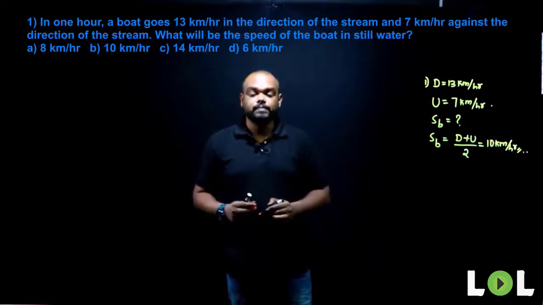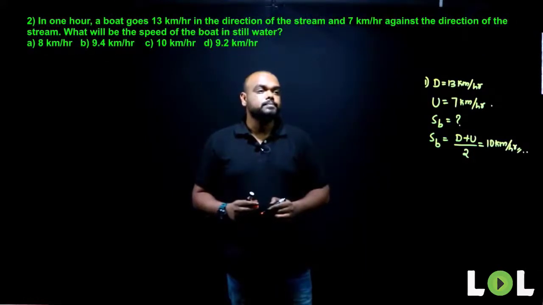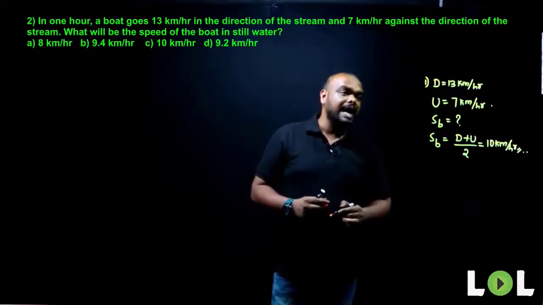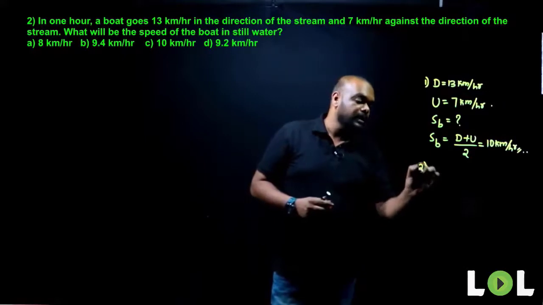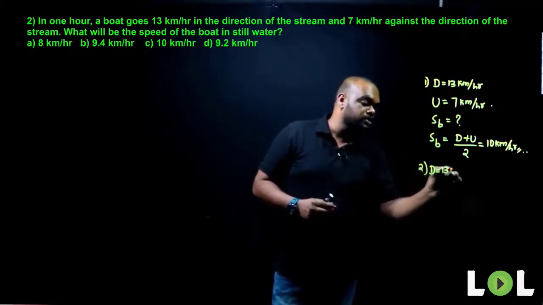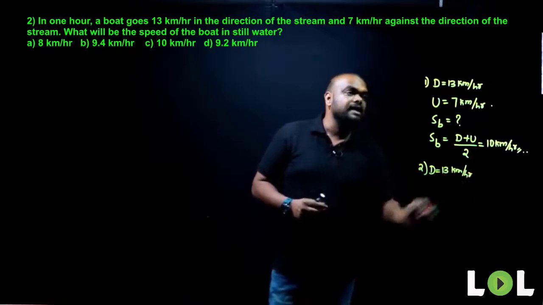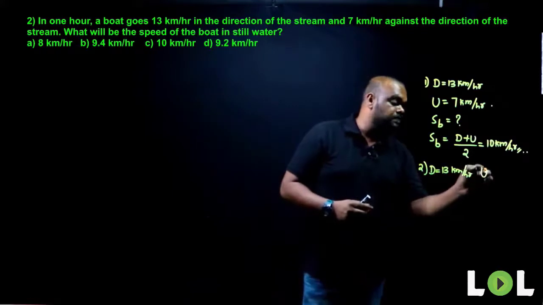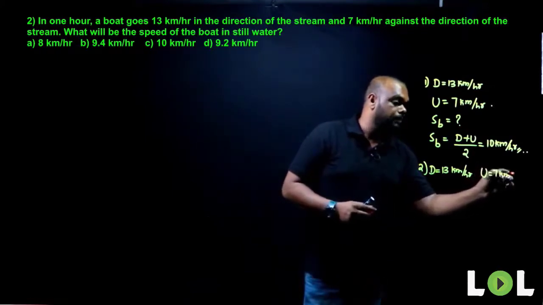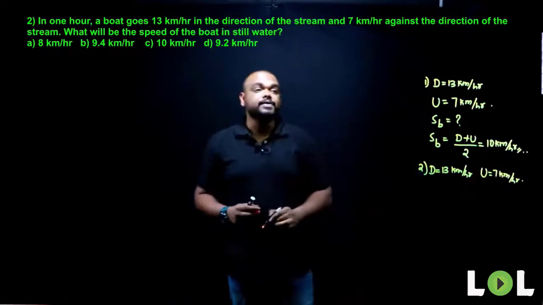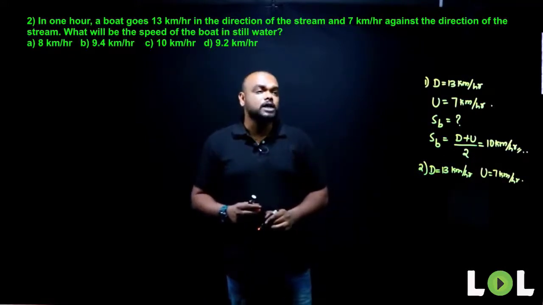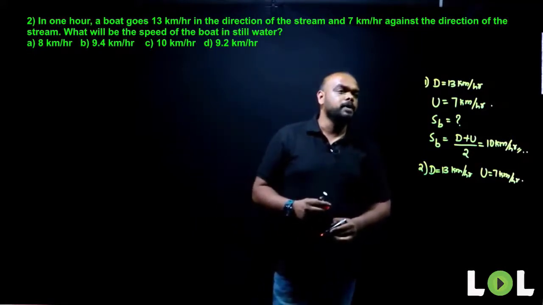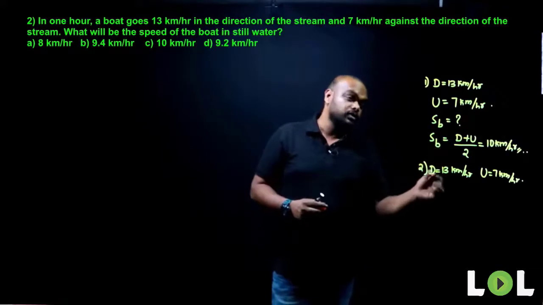Second question, please. What do we have here? In an hour, a boat goes 13 kilometer per hour in the direction of the stream. Same data it is. D value, that is 13 kilometer per hour downstream speed. And 7 kilometer per hour against the direction of the stream, so that is upstream speed, 7 kilometer per hour. Now what is he asking in the question? What will be the speed of the boat in still water? Okay, I think the second question is repeated, guys. I'm so sorry. Speed of a boat in still water, that's what he's asking.